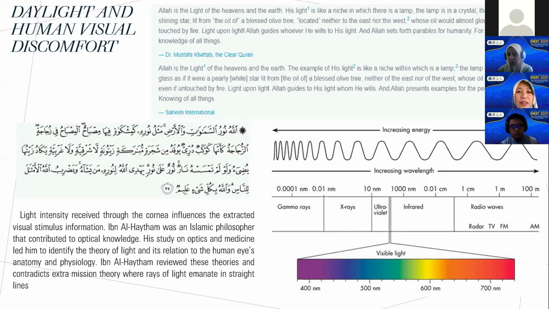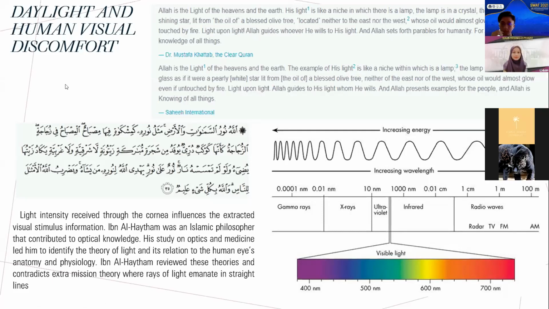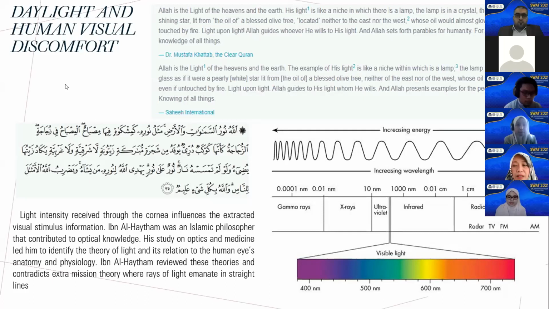With these, I'm referring to Surah An-Nur, appreciating that Allah is the light of the heavens and the earth. His light is like a niche in which there is a lamp. The lamp is in a crystal. This is Surah An-Nur, verse 35.